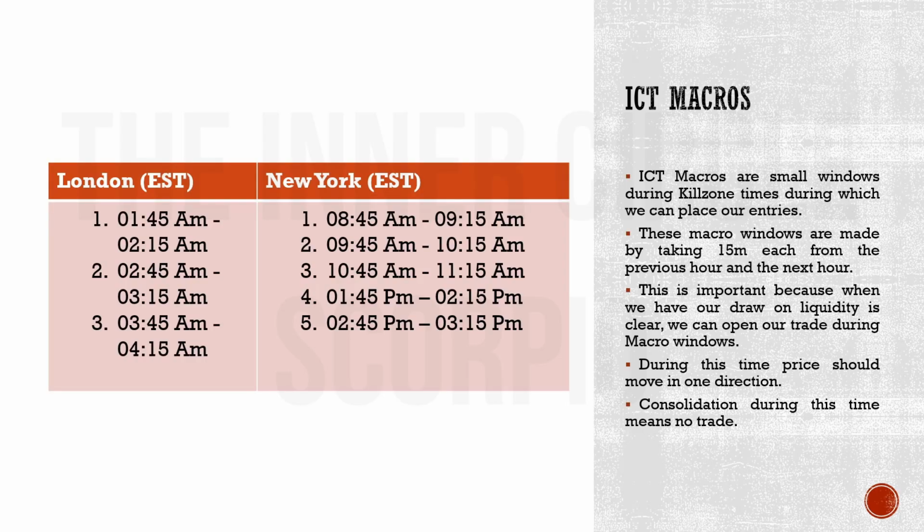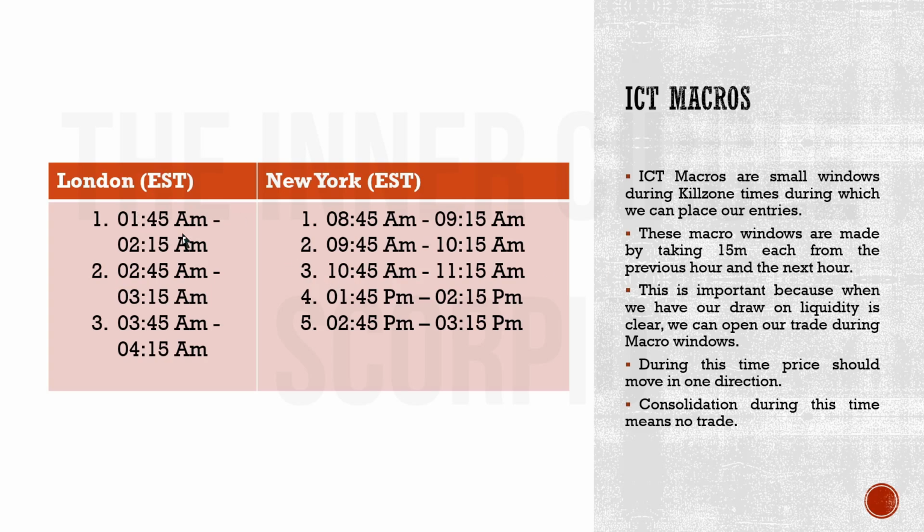Now, ICT introduced another concept called macros, and he says that macros are small windows during kill zone times in which you can place your trade or your entries, right? What are macros? Macros are made by taking 15 minutes each from the previous hour and the next hour, right? This is important because when we have overdrawn liquidity, we know where the chart is going, so we can open a trade during that macro window. And during this time, ICT says that if there is no manual intervention and if the chart is planning to move, it will move during that macro time. He also says that if there is consolidation during that macro time, that means nothing will happen in the next hour.